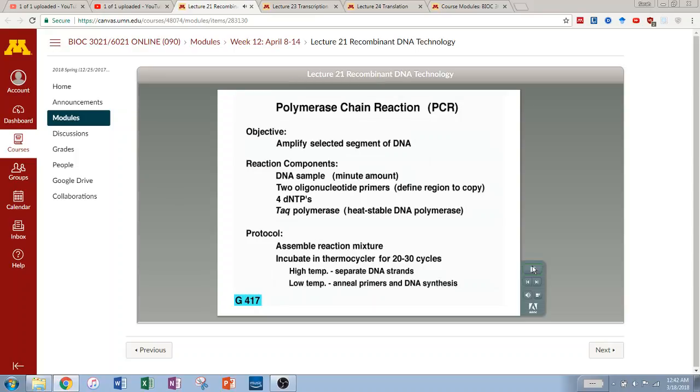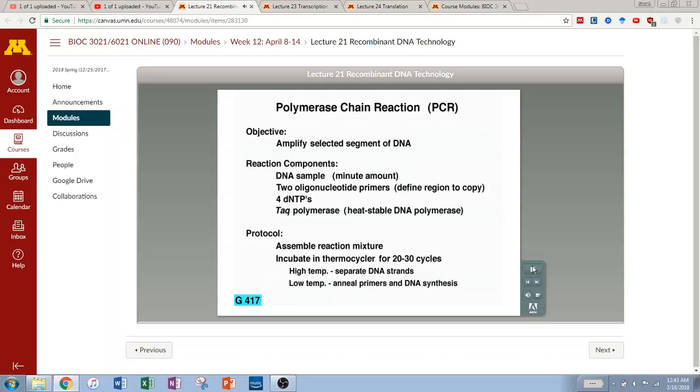4 deoxynucleotide triphosphates. Taq polymerase. This is the special component of PCR which allows the system to undergo repeated cycles of heating and cooling. It's a heat-stable DNA polymerase isolated from thermophilic bacteria which can withstand temperatures up to 95 degrees centigrade. The protocol for PCR involves 20 to 30 repeated cycles of heating and cooling.